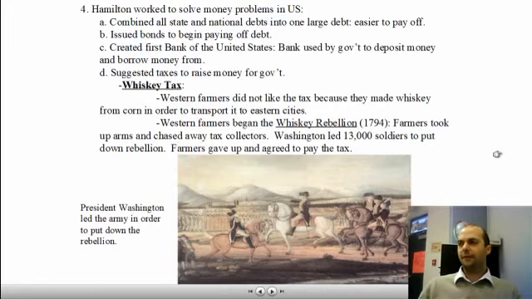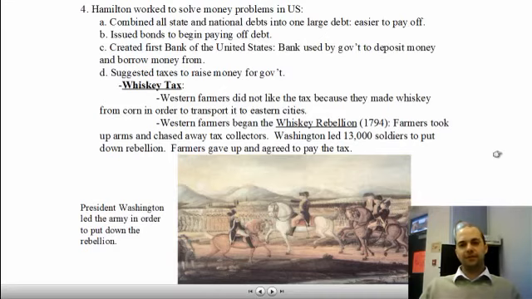And Congress had the power to make this bank, had the power to make the money. And Congress had the power to borrow and raise taxes as well. He also suggested taxes to raise money for the government, such as the whiskey tax. And the whiskey tax was extremely unpopular because whiskey is something that people want, and they don't want to have to pay a tax on.